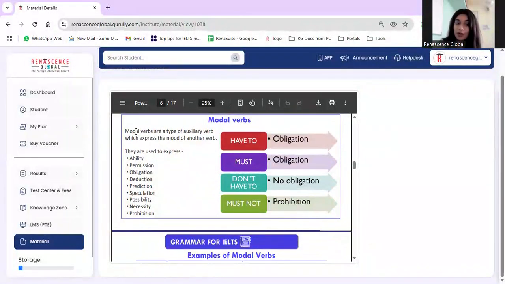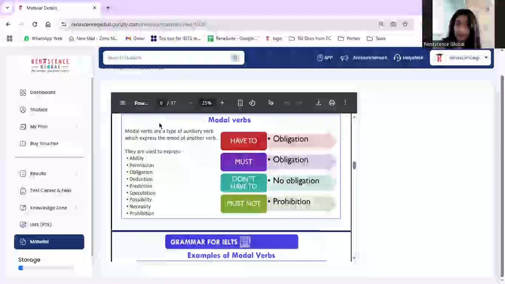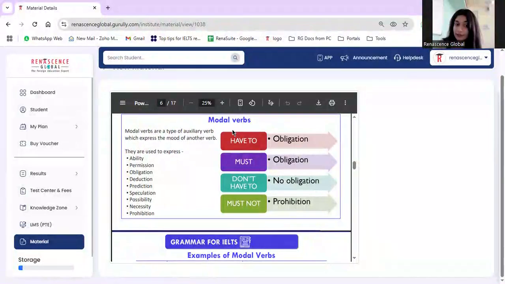Now, let's talk about modal verbs. Modal verbs are a type of auxiliary verb which express the mood of another verb. For instance, have to means an obligation. It means something which you have to do, something you are obliged to do. Must is another obligation. Don't have to means you don't have to do that, right? It's not an obligation. And must not is a prohibition.